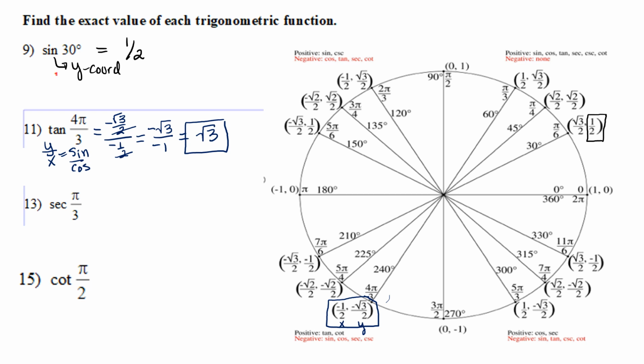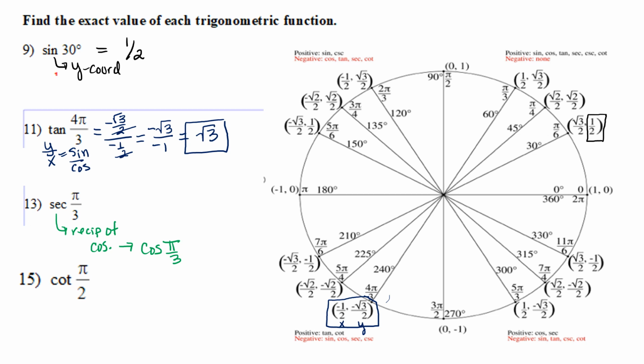For secant, number 13, we need to remember that is the reciprocal of which one? So secant is the reciprocal of cosine. So what I really want to do is determine what is cosine of pi over 3, and then write its reciprocal or flip it to get secant of that value.